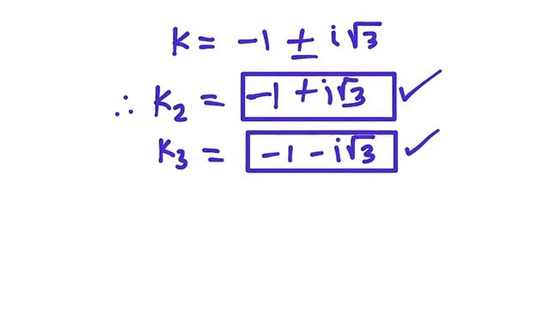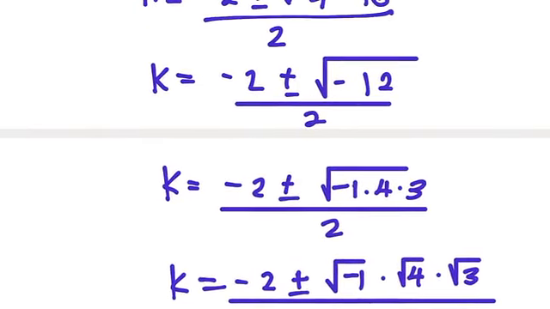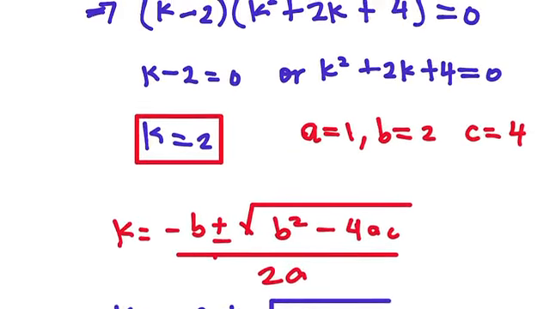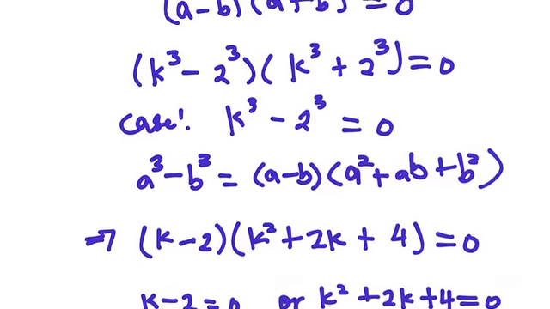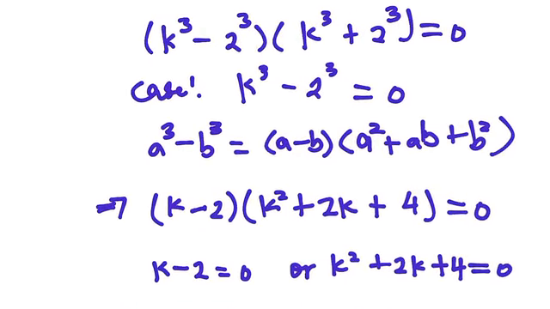Alright, so moving on. We have to go back to case 2. Where is case 2 here? This is case 2, where we have k to the power of 3 plus 2 to the power of 3. Understood? k to the power of 3 plus 2 to the power of 3 equals 0.